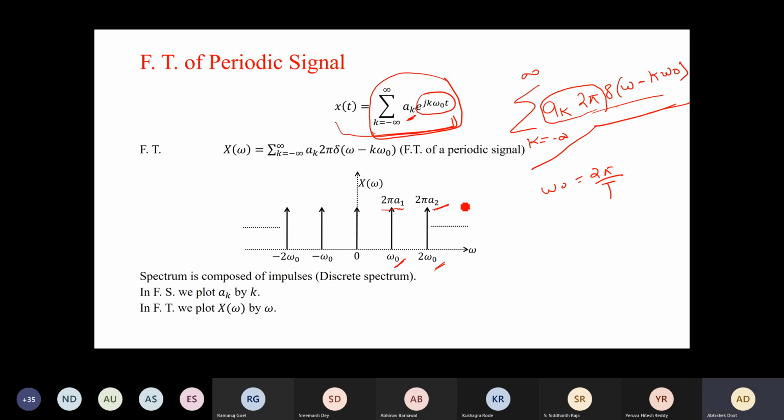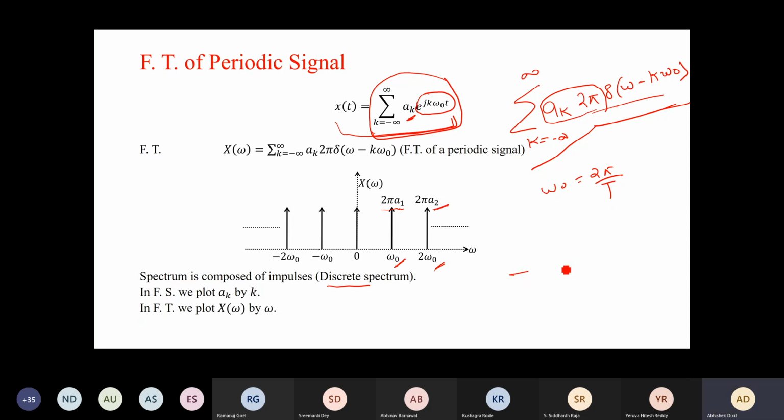So the moral of the story is, if you have a periodic signal, the spectrum will be built using impulses. Again, this is a discrete spectrum. It is not a continuous spectrum, but instead of lines, we now have impulses. And the area of these impulses is simply 2 pi times the Fourier series coefficients.